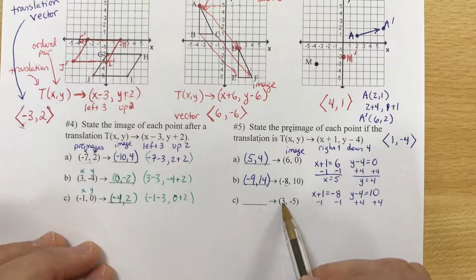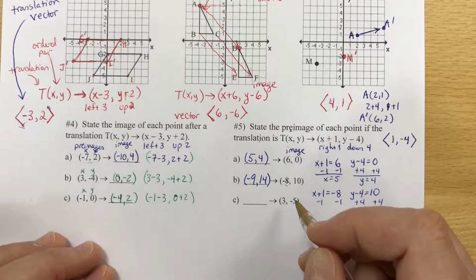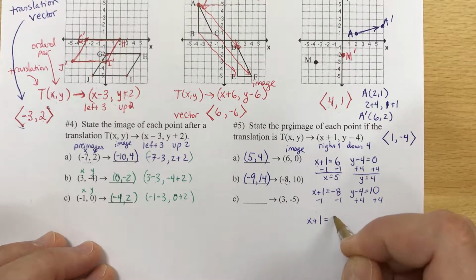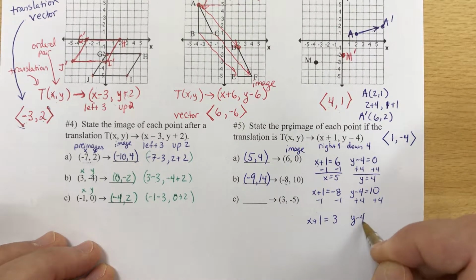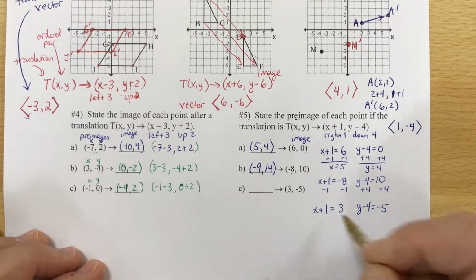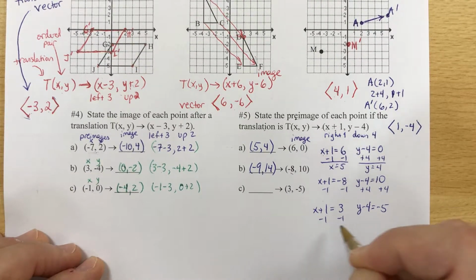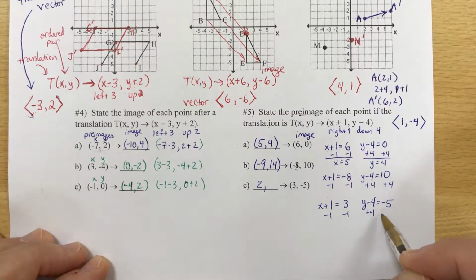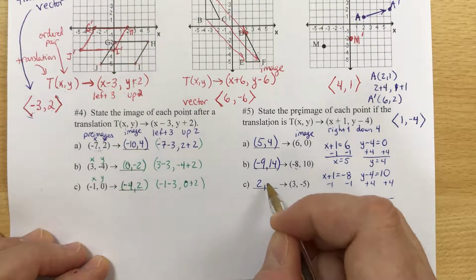And then the last one is 3 comma negative 5. Okay, so I'm going to end with 3 for my x. So x plus 1 equals 3. Y minus 4 equals negative 5. And so we'll go minus 1. We get x equals 2. And here we'll go plus 4. Negative 5 plus 4 is negative 1.